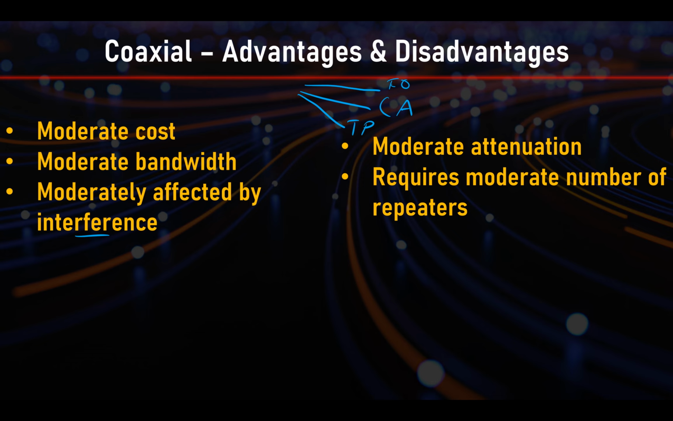And actually, these two are basically the same, because attenuation basically defines how many repeaters we need. Since twisted pair attenuates the most, twisted pair requires the most repeaters. Since coaxial is in the middle, we require a medium number of repeaters. And fiber optic attenuates the least, therefore we need the fewest number of repeaters.